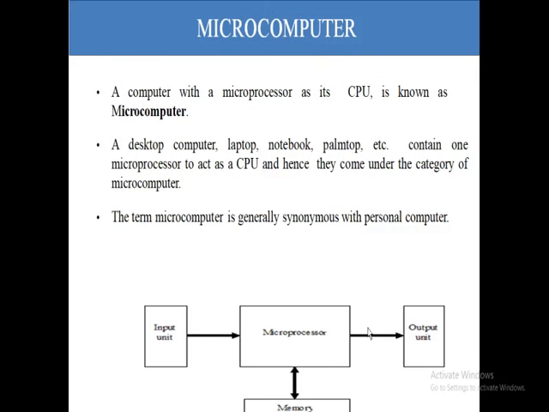So the next term is microcomputer. Micro means small. So a small computer. What is meant by microcomputer? A computer with a microprocessor as its CPU is known as a microcomputer. Examples of a microcomputer are desktop computer, laptop, notebook or palmtop. In normal terms, a microcomputer is generally known as a personal computer.